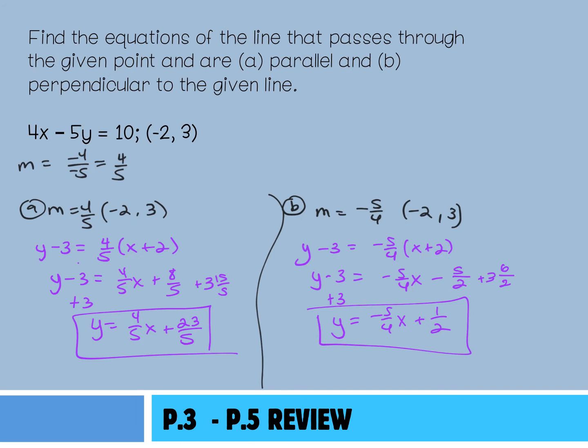Last one was your parallel and perpendicular. For the parallel, take your slope from the initial one, use the shortcut, negative a over b, which is 4/5. Keep it for the first one, flip it for the second one. Most of you did pretty good on this, but it's the fractions that are getting you, so be really careful, okay? y would equal 4/5 x plus 23/5. And then y would equal -5/4 x plus 1/2. So again, be very, very careful.